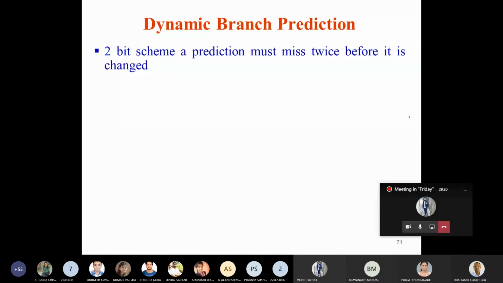From 1-bit prediction, you go for a 2-bit scheme. In a 1-bit scheme, if it mispredicts, then immediately you invert the bit. In a 2-bit scheme, the prediction must miss twice before it is changed. So if the prediction bit is to change, it has to be missed two times.